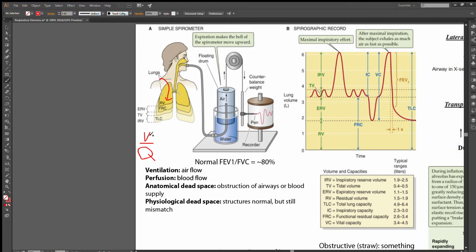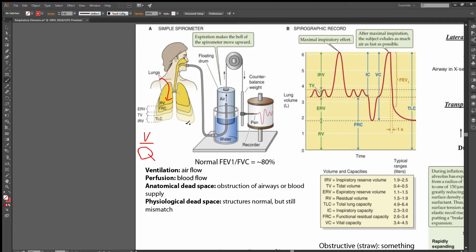And going back to this V over Q ratio, if you have a low ratio, you're going to have chronic bronchitis, asthma, pulmonary edema, whereas for increased V over Q, you'll have pulmonary embolism. So that's where it's clogging a blood vessel. The perfusion is going to decrease. Emphysema is also going to increase this ratio, but that's because you're going to try and increase ventilation because your surface area is decreasing. But we'll talk more about that later.